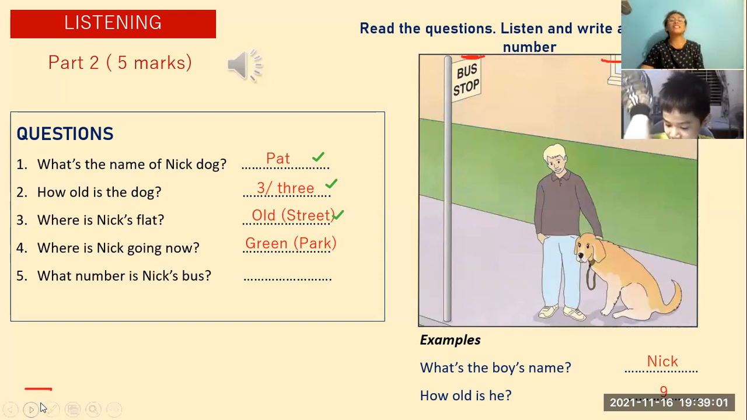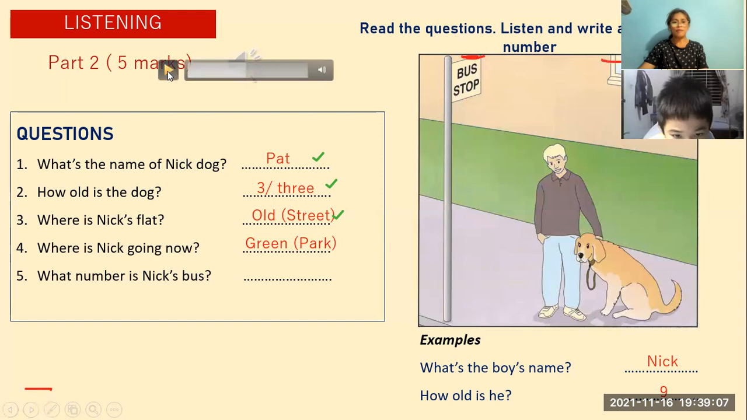Next. Oh, lesson number five. Lesson number five now. Are you ready for number five? Lesson number five. Five. How are you going there?